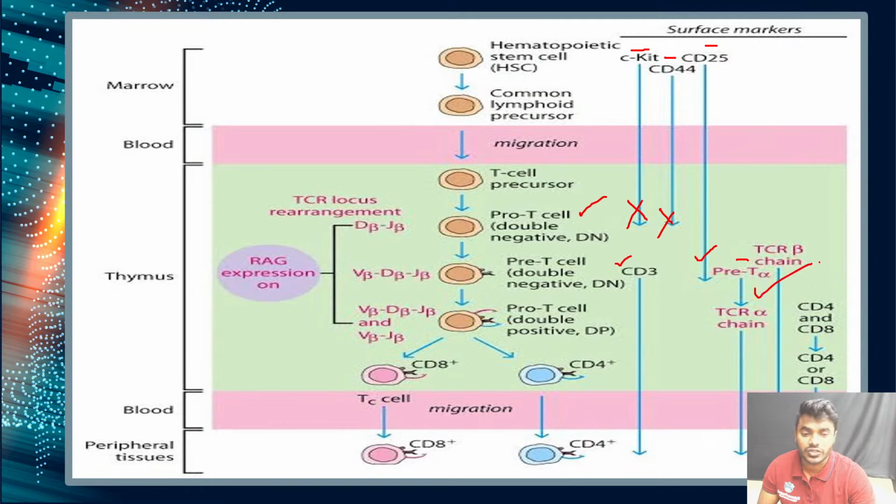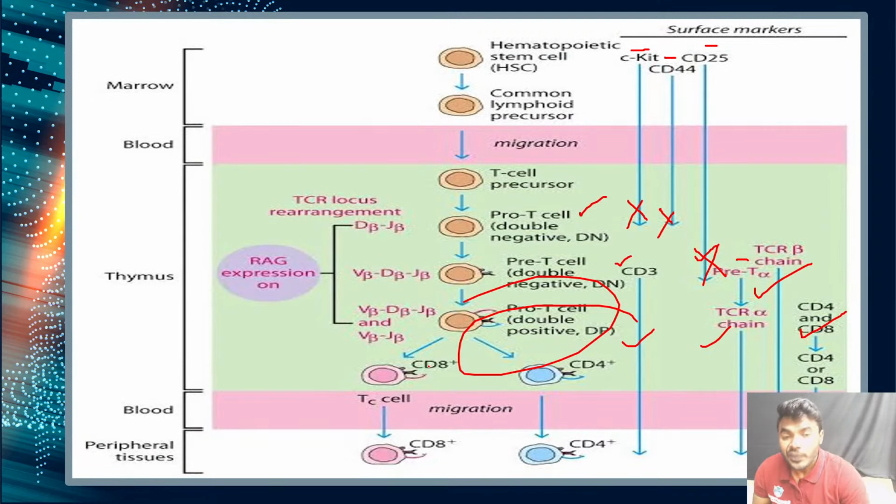Do not get confused. Now friends, finally when we are converting the pro-T cell double negative to the double positive, undoubtedly CD3 is present. There is no expression of CD25 also. What we can say: CD3, alpha and beta, CD4 and CD8. Then only can we call it the double positive T cell. Now we understand very clearly what kind of surface markers are getting expressed.